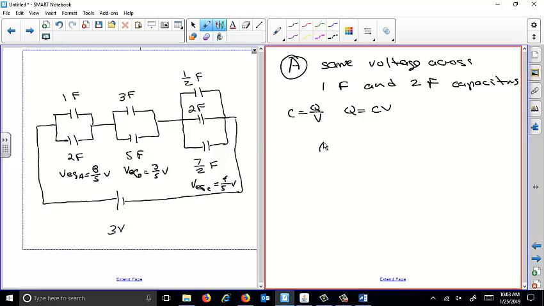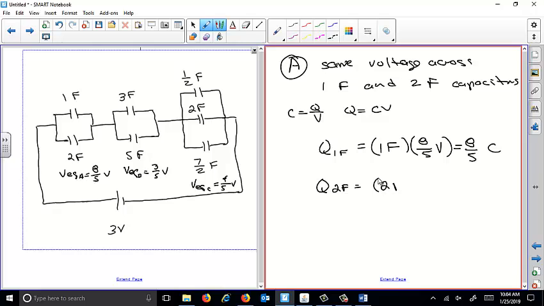So I'm going to say the charge on, are these all different? No, not quite. But for the 1 farad capacitor, it's going to be equal to the capacitance, which is 1 farad, times the voltage, which is 8/5 volts. So you get 8/5 coulombs.